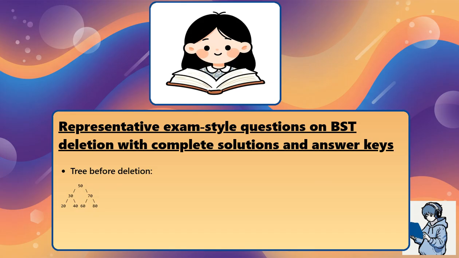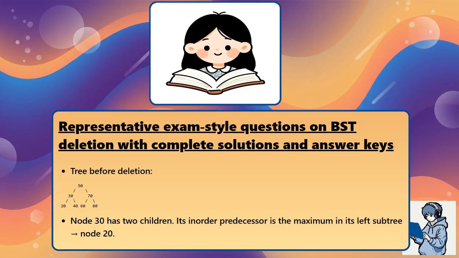Tree before deletion: a root node 50 with left child 30 and right child 70. 30 has left child 20 and right child 40. 70 has left child 60 and right child 80. Node 30 has two children. Its in-order predecessor is the maximum in its left subtree, node 20.